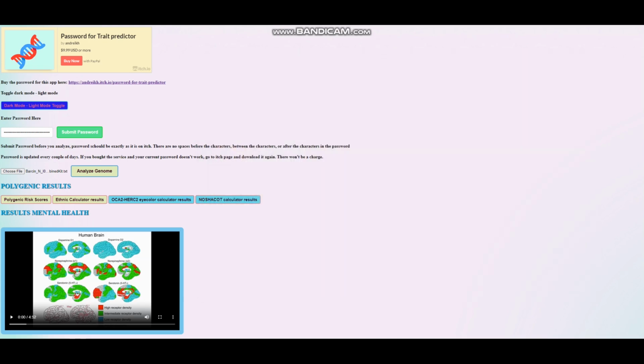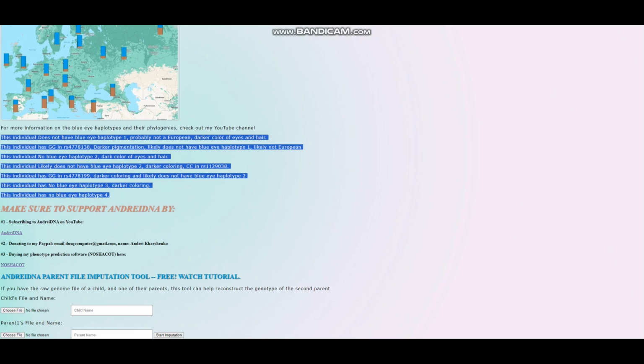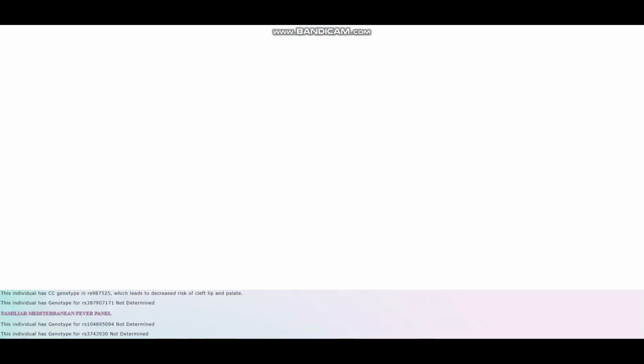Let's go ahead and close that and check the SNPs that contributed to this result. So as you can see, he does not have blue eye haplotype 1. Actually, in this entire list, he does not have any alleles for light pigmentation of eyes or hair. It looks like he's very dark color eyes and hair if you take into account his genotype in HERC2 and OCA2. I think if we look at his HERC2 OCA2 eye color estimator, it's going to be very dark brown.